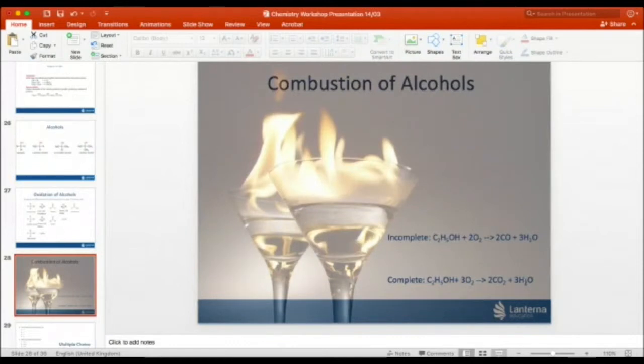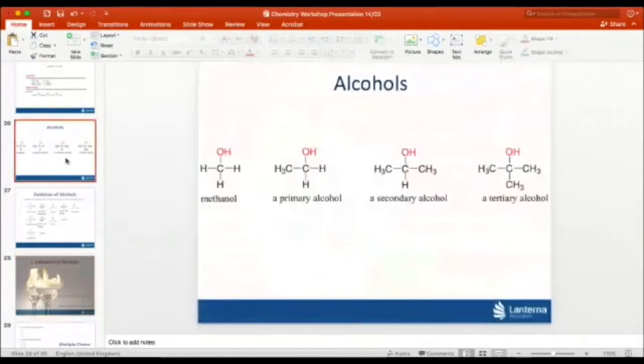As I mentioned with alkanes, the products of complete combustion come up a lot. It's one of those basic reactions that they'll always ask you. The other thing alcohols do is they get oxidized.